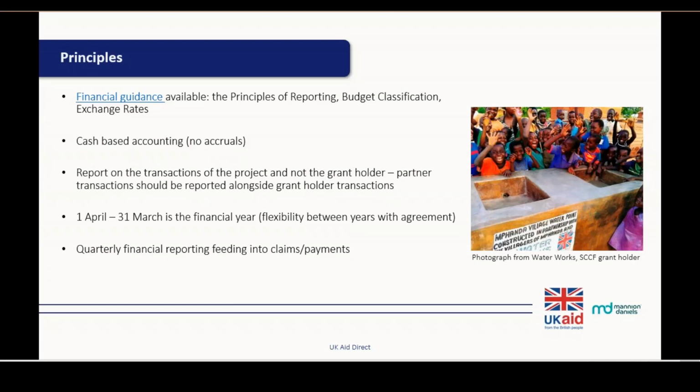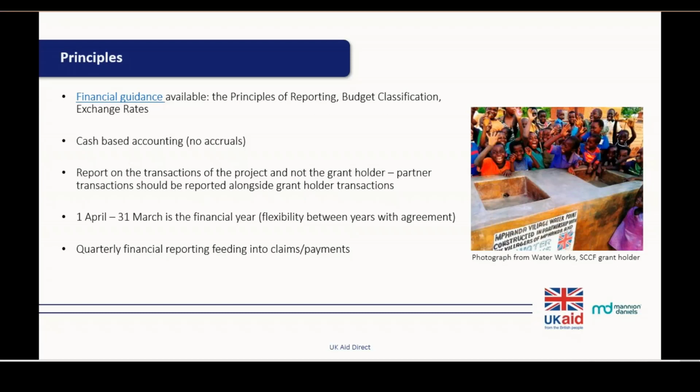Reporting on transactions should be at the project level rather than the grant holder level. Many of you, if you are successful, will have implementing partners based in country, and where this is the case, we'd usually see a large lump sum transfer going from you as the grant holder to your implementing partner, but that doesn't really give us much information. So what we ask for is not just reporting on your own spending, but also on your implementing partner's spending, and that's part of the transparency that DFID need.